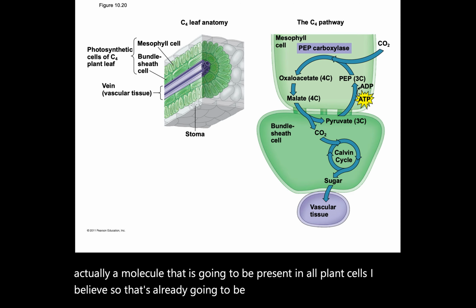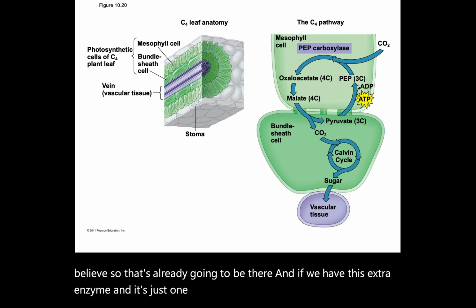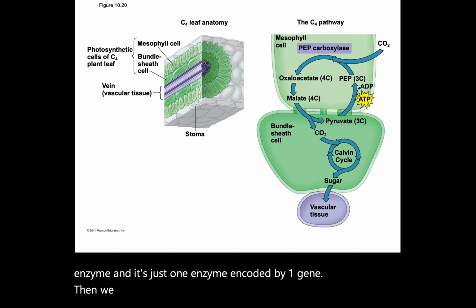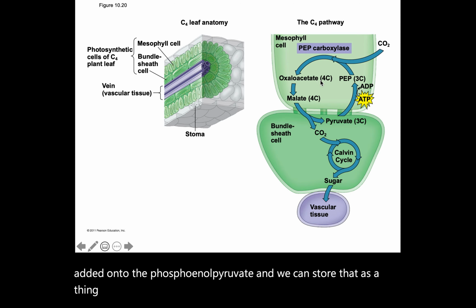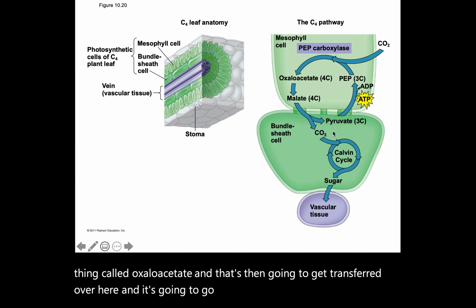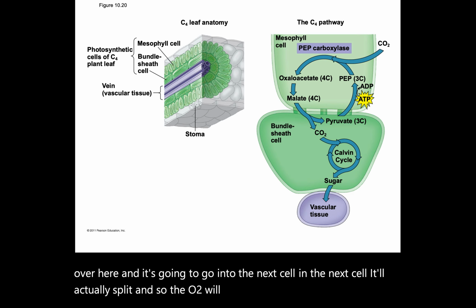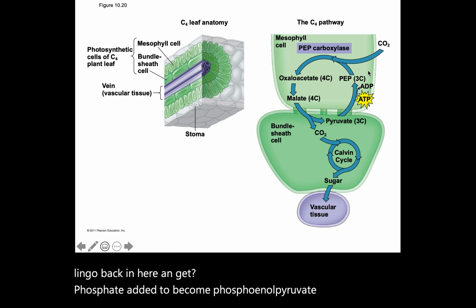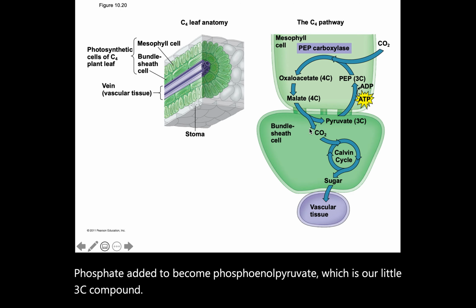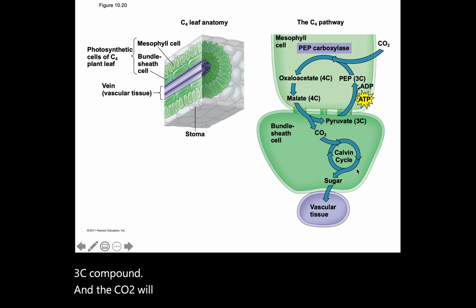And if we have this extra enzyme, and it's just one enzyme encoded by one gene, then we can carboxylate that PEP. And so we can take a CO2 molecule, add it on to the phosphoenol pyruvate, and we can store that as a thing called oxaloacetate. And that's then going to get transferred over here, and it's going to go into the next cell. And in the next cell, it'll actually split. And so the CO2 will come loose. We'll have pyruvate that'll then go back in here and get phosphate added to become phosphoenol pyruvate, which is our little 3C compound. And this CO2 will then enter the Calvin cycle once again.